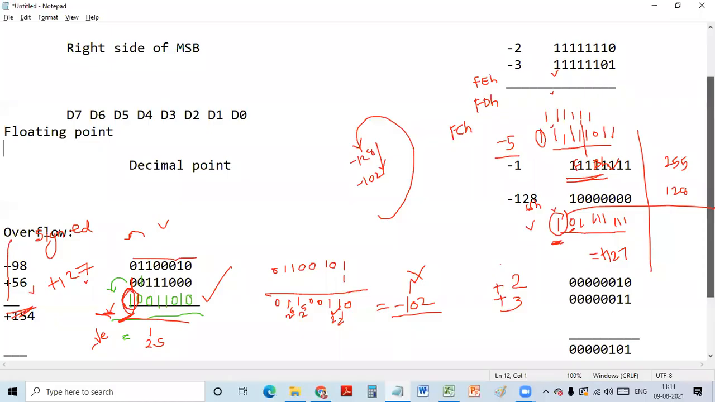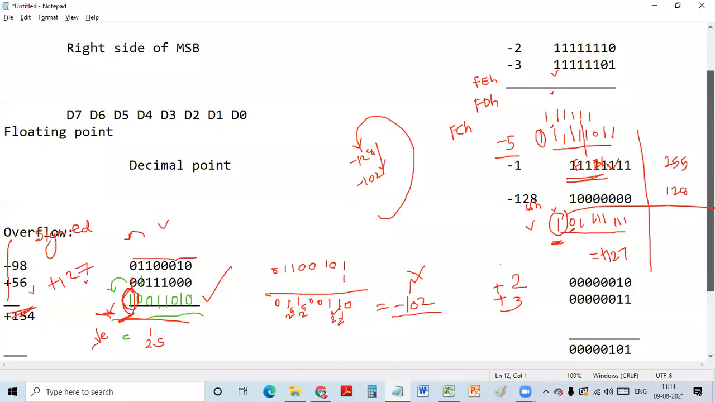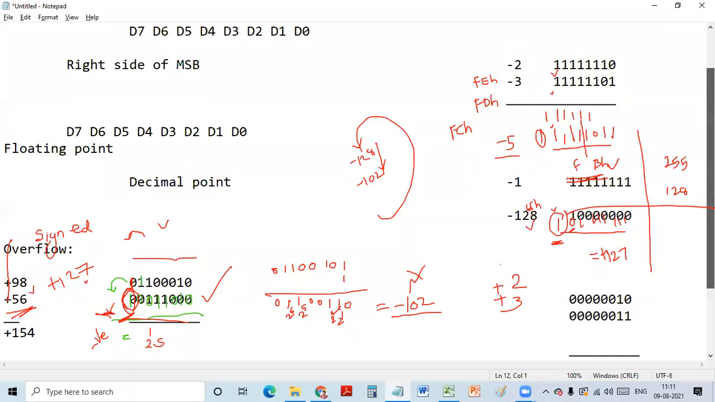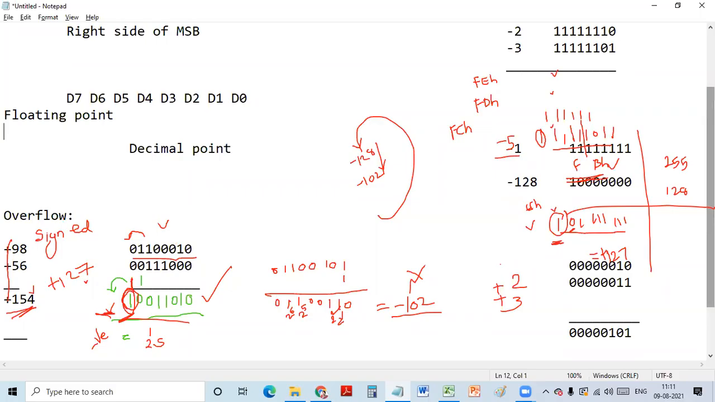Okay. How can you conclude when overflow occurs? Right. How can you conclude when there is a chance of overflow? By observing these 4 cases, we are adding 2 numbers where in one the result is within the range and in another it is beyond the range. So by observing these 4 cases, we can conclude when there is a chance of overflow.